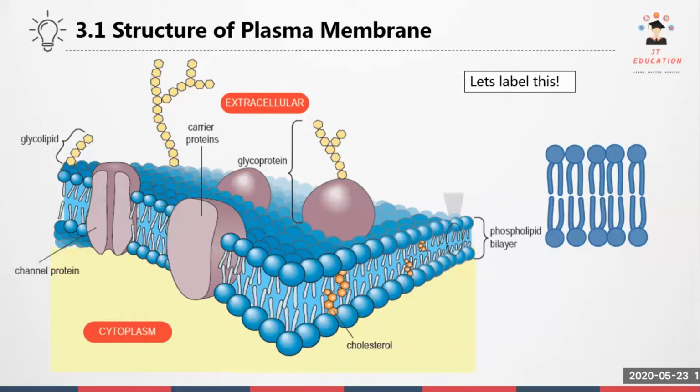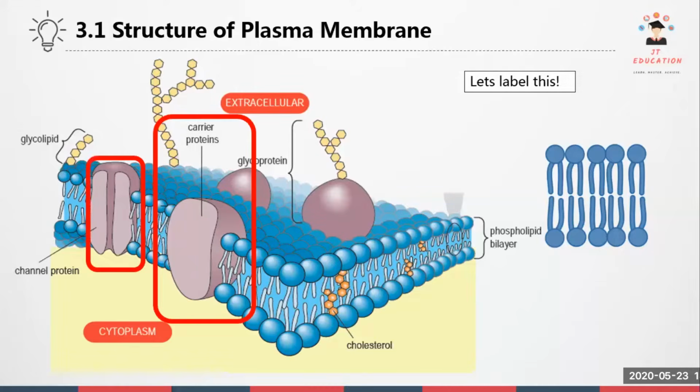Alright, next, let's look at the structure next to it, which is the carrier protein. This carrier protein is embedded in the plasma membrane across the phospholipid bilayers. And then we have the channel protein, which looks like this. It has a hollow part in the middle, and then a glycolipid here, which is a carbohydrate chain attached to a phospholipid molecule. We call it a glycolipid.